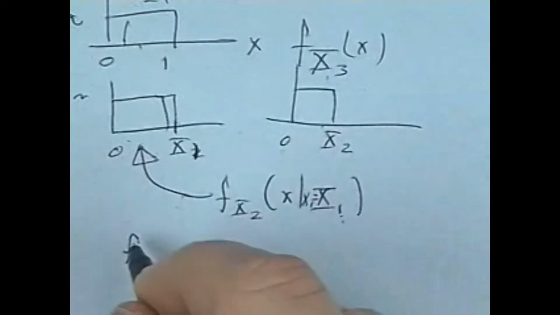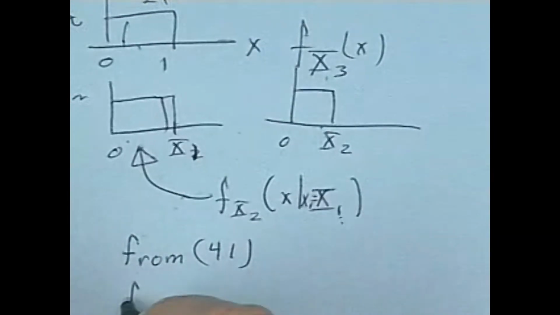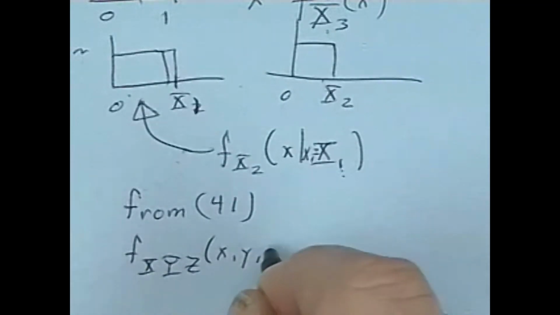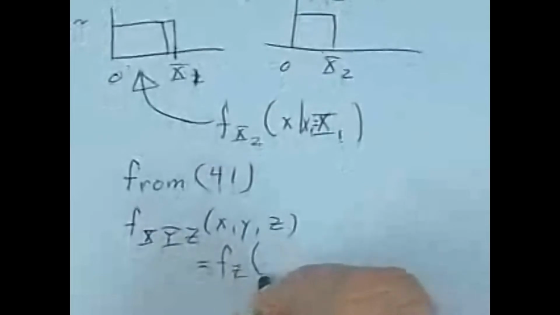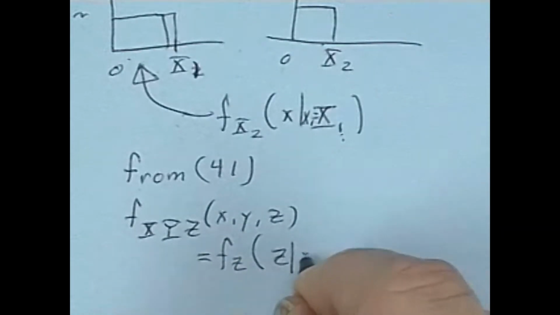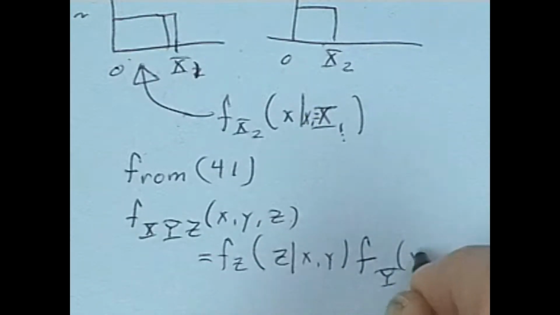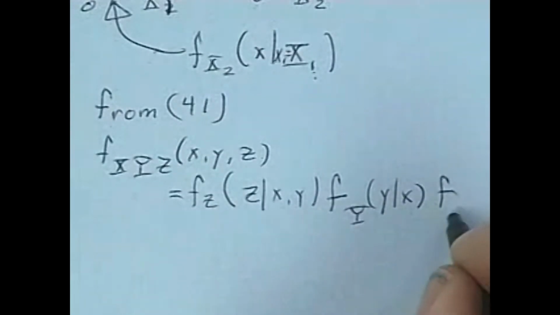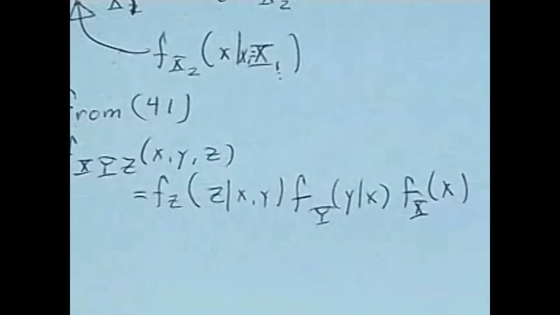Now, in problem 41, we are given that the density function, from a conditional probability point of view, is equal to f sub z of z given x and y, times the density function for y of y given x, times f sub x of x. This is the result from equation 41.